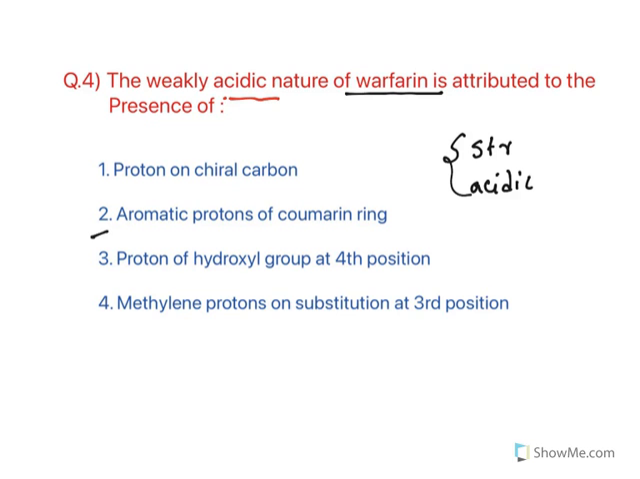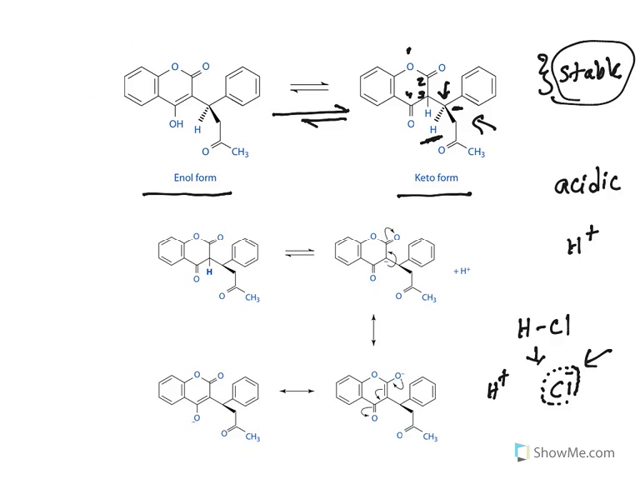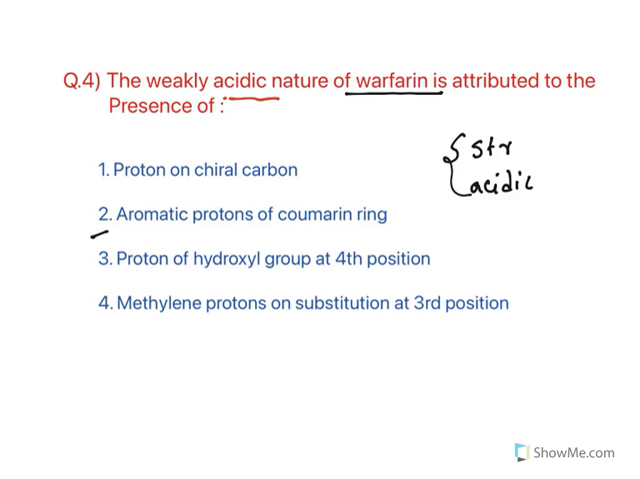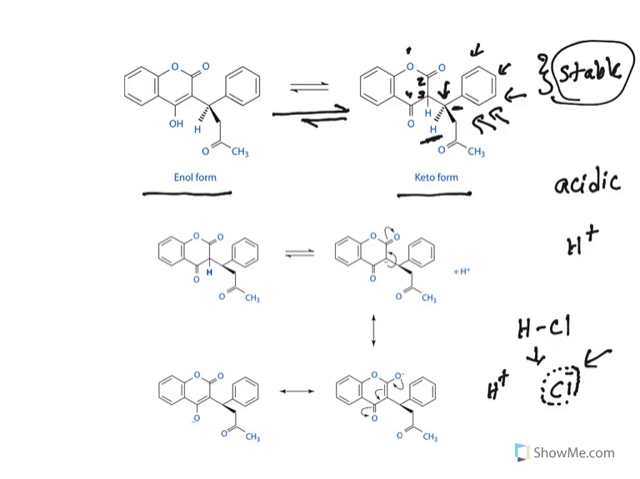Next, aromatic protons and coumarin ring. You know, aromatic protons are present on this aromatic ring. Now all these aromatic rings will never want to leave the proton. So that is not correct. Now next one, protons and hydroxyl group at 4th position. Now look at them. See 1, 2, 3, 4. Usually when it is in enol form, it has a proton here. But thermodynamic stability wise, it will exist in keto form. So that is not answer.